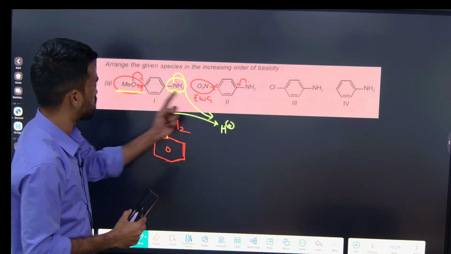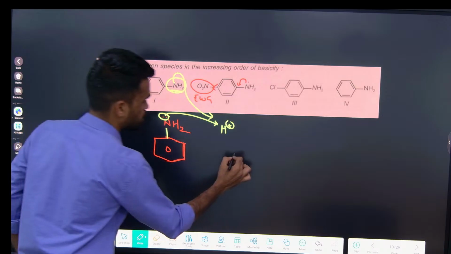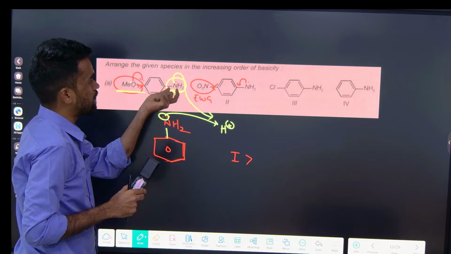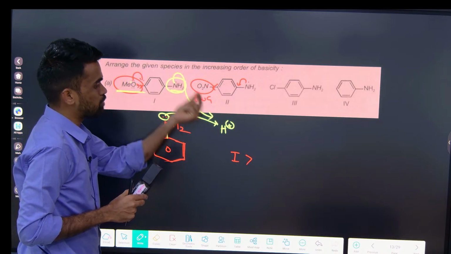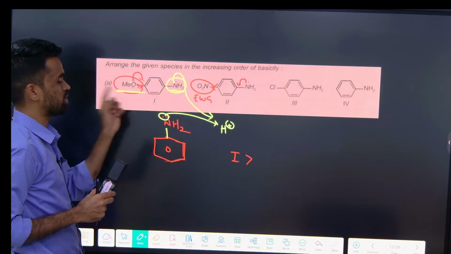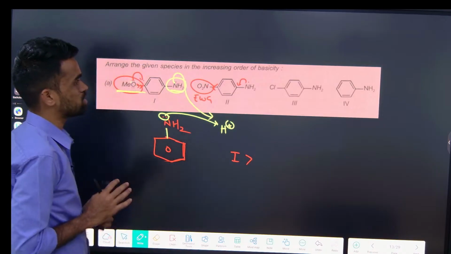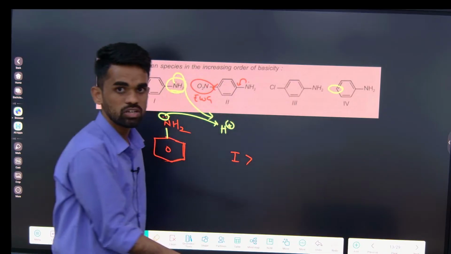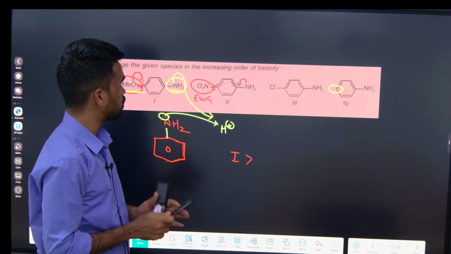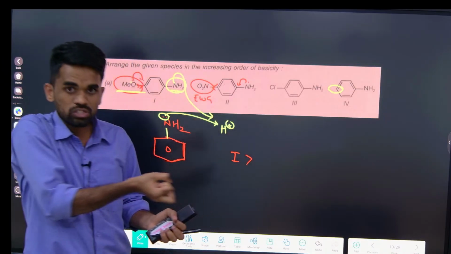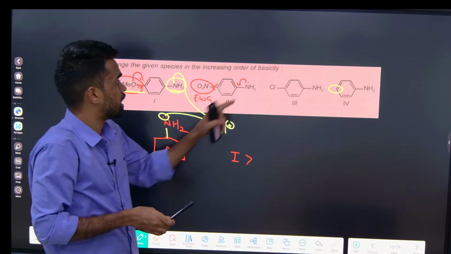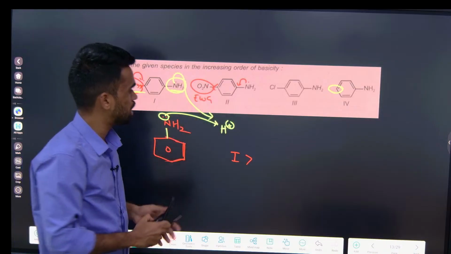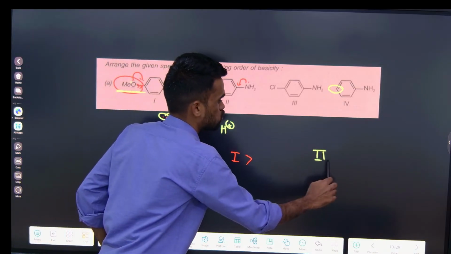So from 1 and 2, 1 is more basic because it has a releasing group. It increases electron density, and the lone pair electrons are freely available to accept the proton in the case of the first compound. So one is more basic. And here there is no electron releasing group and no electron withdrawing group. Whenever there is a withdrawing group, it will withdraw electrons towards itself. Therefore the nitrogen lone pair here is less available to accept the proton, so the second one should be least basic.